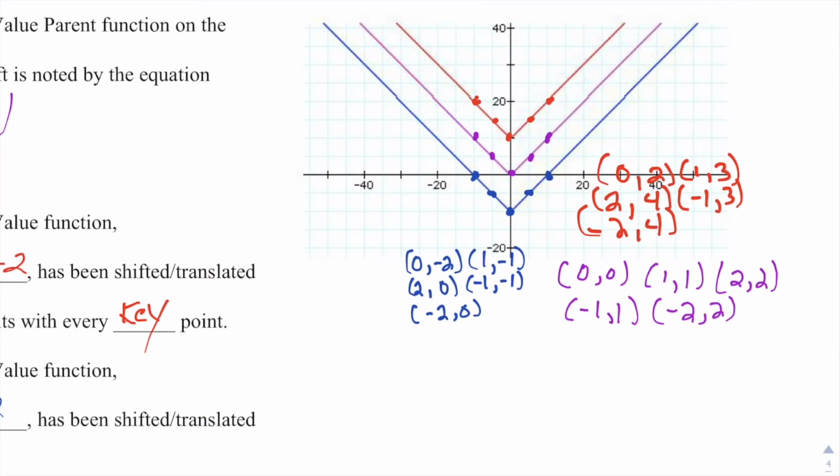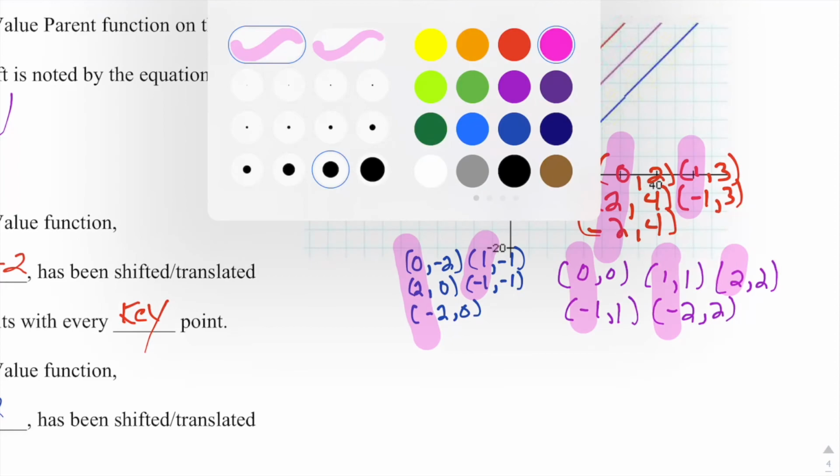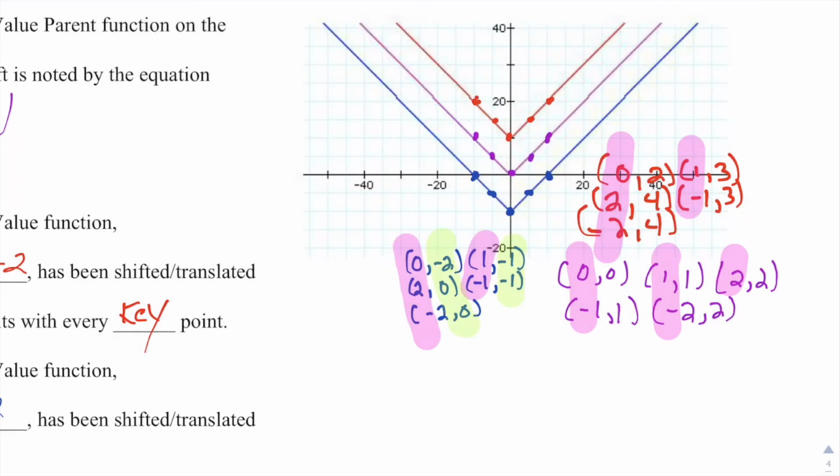And if we examine these 5 key points from both these translations, we notice again with vertical translations, all of the x values match. However, all of the y values change. So if an absolute value function is translated up, like it is in the red, the y values go up higher from the parent function.